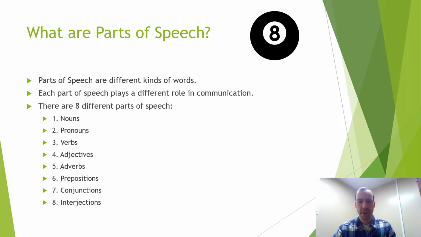What do we mean when we say parts of speech? Well, there's different kinds of words in English, and each one has a different function or role that it plays in communication. There are 8 different types: nouns, pronouns, verbs, adjectives, adverbs, prepositions, conjunctions, and interjections. We're going to take a look at each one of these and break them down one by one so that you can understand what it is and what role it plays in English communication.